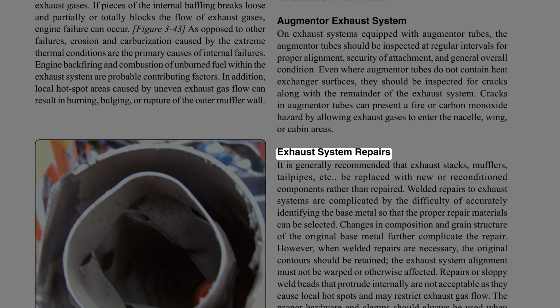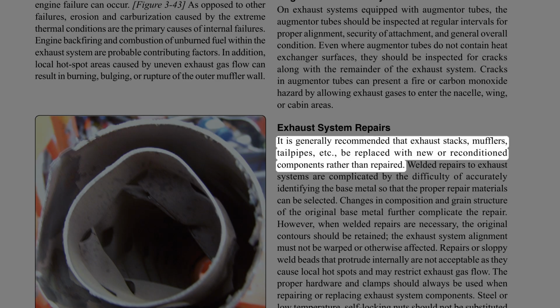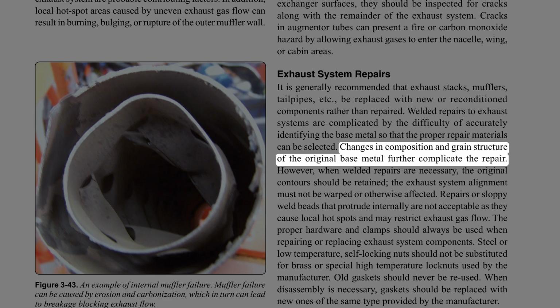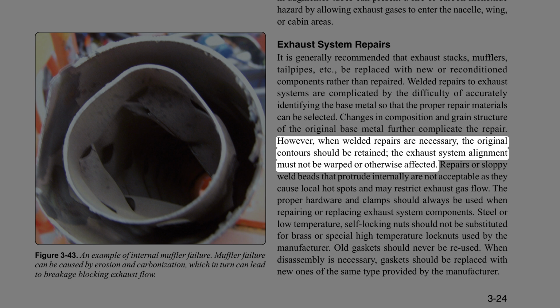Exhaust system repairs. It is generally recommended that exhaust stacks, mufflers, tailpipes, etc., be replaced with new or reconditioned components rather than repaired. Welded repairs to exhaust systems are complicated by the difficulty of accurately identifying the base metal so that the proper repair materials can be selected. Changes in composition and grain structure of the original base metal further complicate the repair. However, when welded repairs are necessary, the original contours should be retained. The exhaust system alignment must not be warped or otherwise affected.